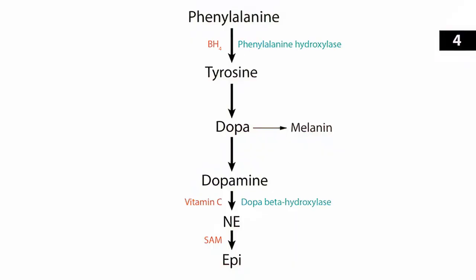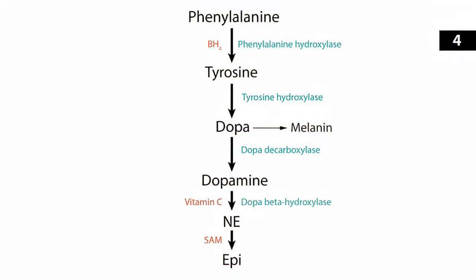Now, tyrosine goes to DOPA by tyrosine hydroxylase, and then the third enzyme of this pathway that I want you to know is DOPA decarboxylase, and that converts DOPA to dopamine. And that particular enzyme, DOPA decarboxylase, is inhibited by carbidopa, a medication we use to treat Parkinson's disease.